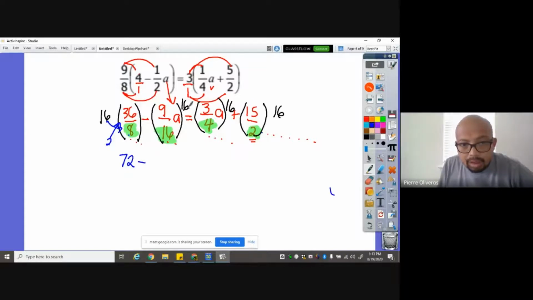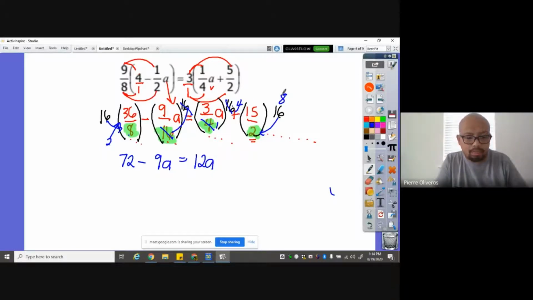Minus, now I'm going to divide first. 16 divided by 16 is going to be 1, so it's cancelled out. What's left is just 1 times 9a is 9a. 16 divided by 4 will be 4 here, right? And this will be 1, so you can just make it invisible. 4 times 3a will be 12a. And 15 halves times 16. 16 divided by 2, it's 8. Then you multiply 8 by 15. 8 times 15 will give you 120.